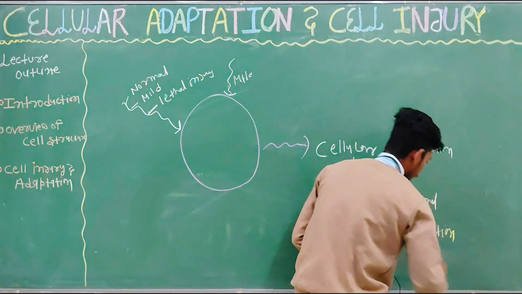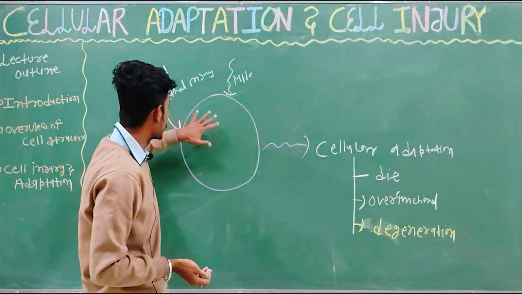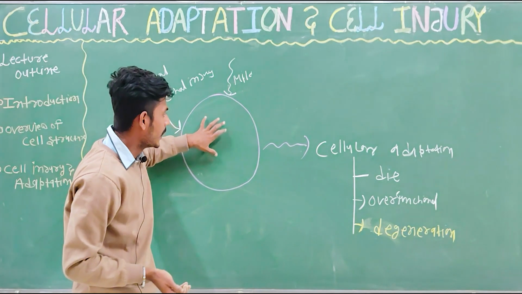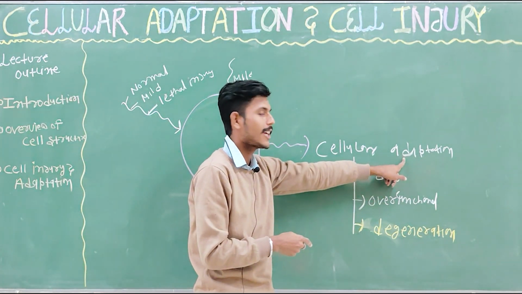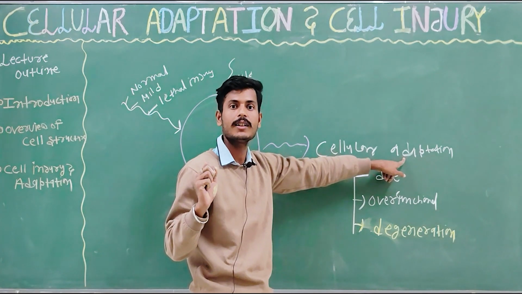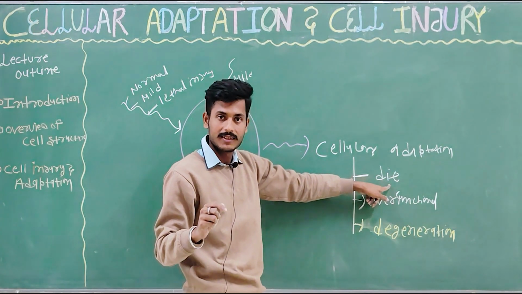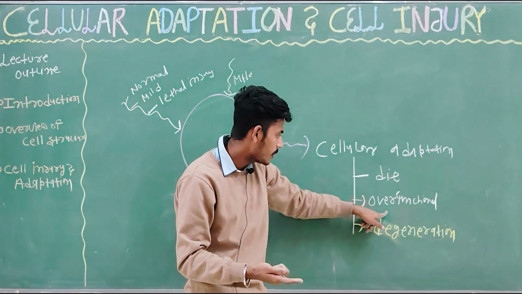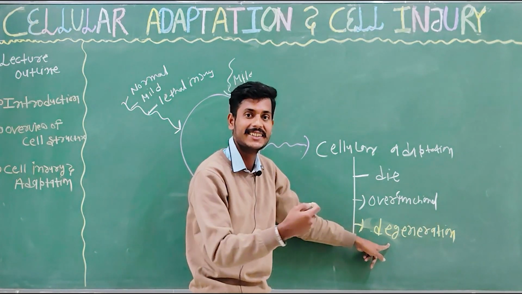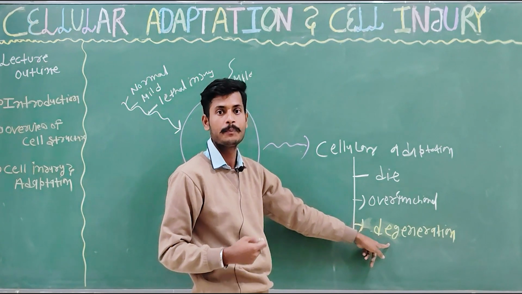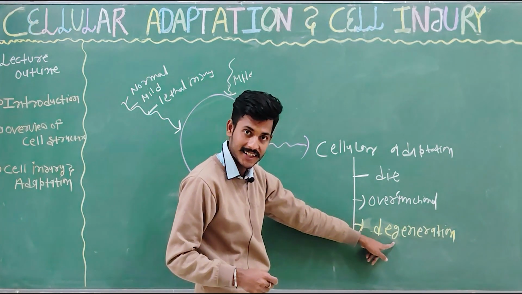Degeneration means whenever a cell gets injured, it undergoes certain changes, and all those changes are called cellular adaptation. Cells die themselves, or cells become overfunctional, or cells start slowly degenerating. Here there is a degeneration.